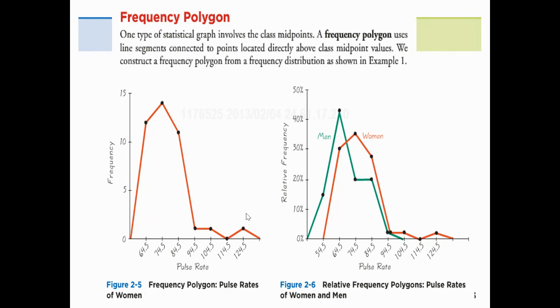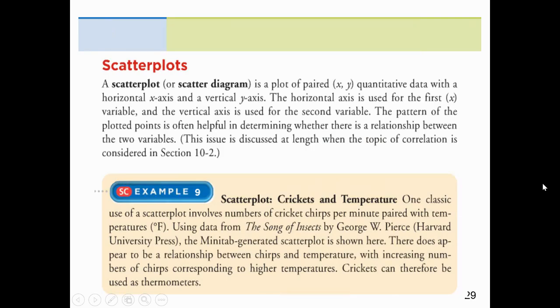It's just a line that connects the little dots that represent the pulse rate of women in this graph and then men and women in that frequency polygon.